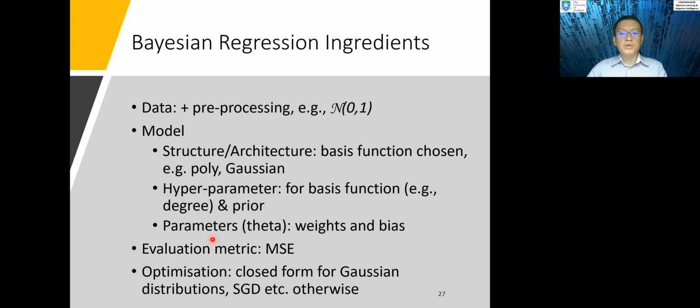And the parameters we are learning are typical linear regression parameters, the weights and bias. And we minimize the mean square error. And for Gaussian distributions, if we assume that we use Gaussian distributions for the model parameters and the predictive distribution, then we will have a closed form solution. Otherwise, we can do stochastic gradient descent.